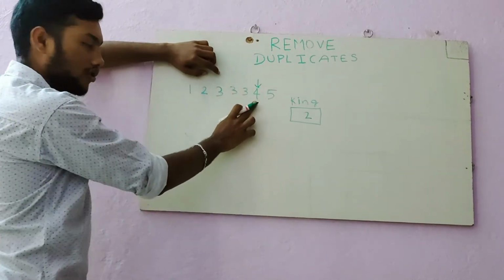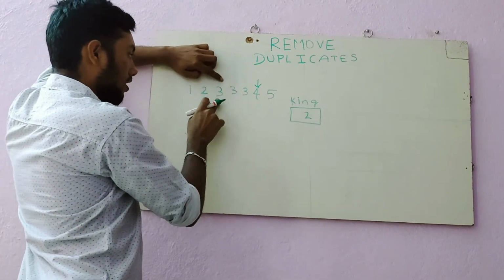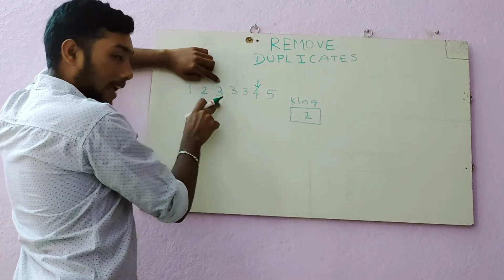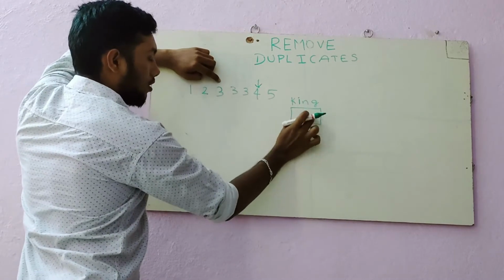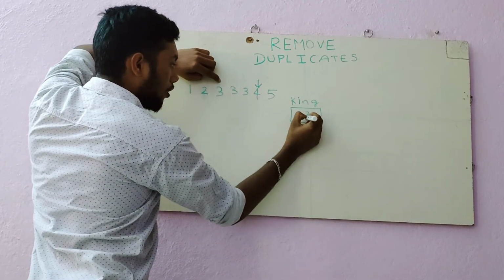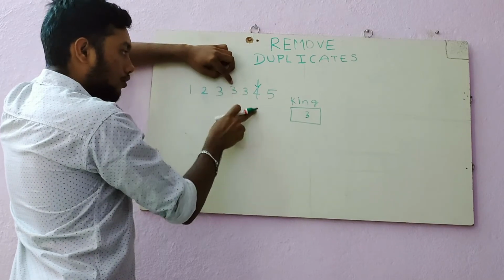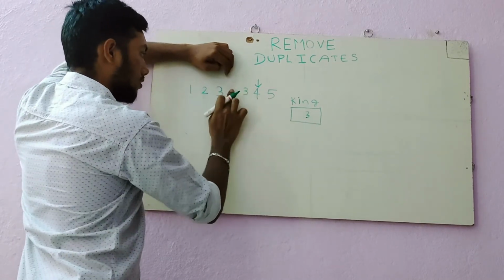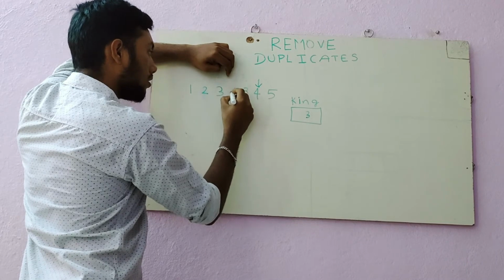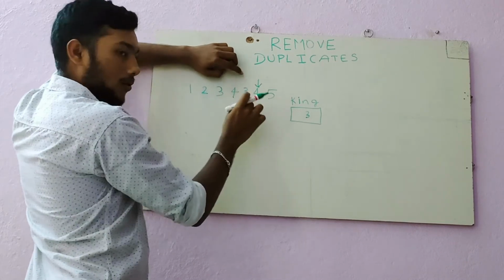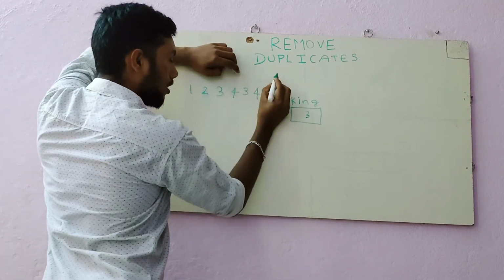Now 4 wants to be a king. It checks with the current king. Yes, it can be a king. So the value of the king is incremented, and this person moves to the index of the king. Now this pointer moves here.